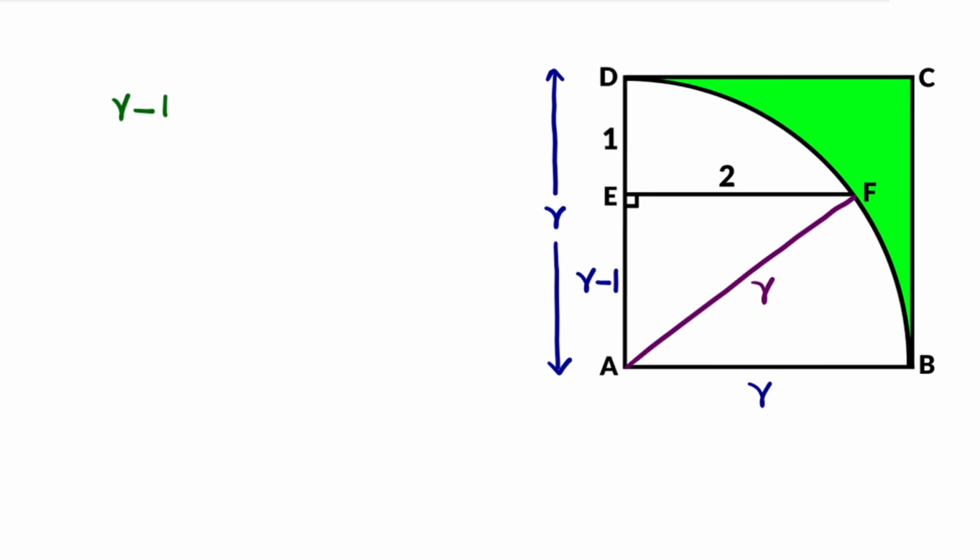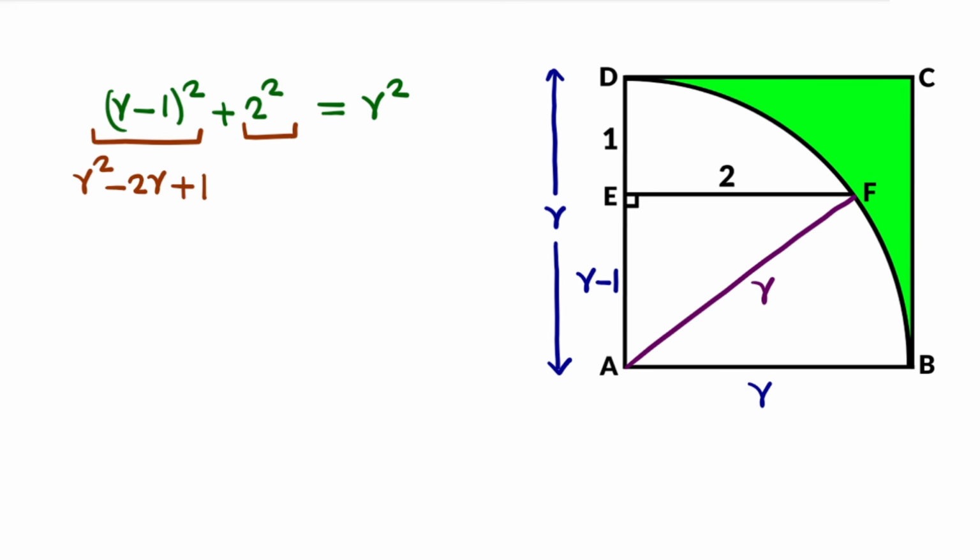That means we can use the Pythagorean theorem. The quantity (r minus 1) squared plus 2 squared equals r squared. Let's expand everything. (r minus 1) squared becomes r squared minus 2r plus 1. And 2 squared is 4. So we get r squared minus 2r plus 5 equals r squared.